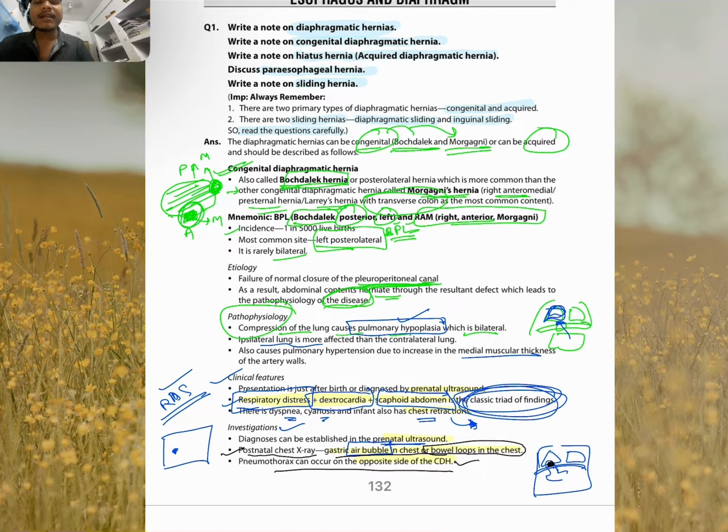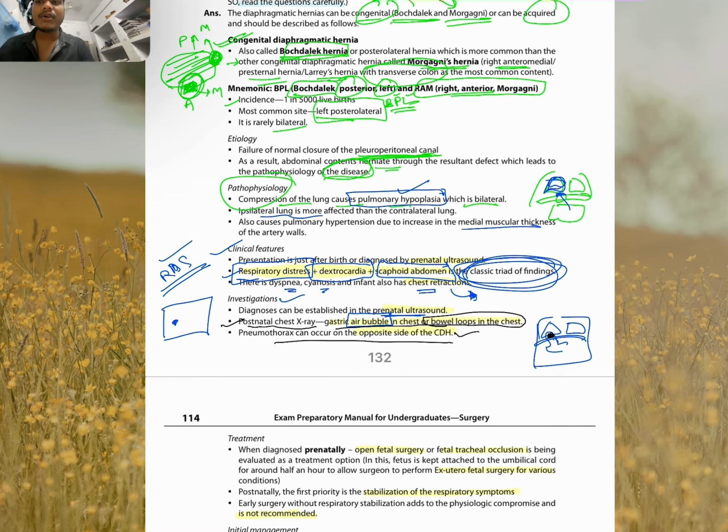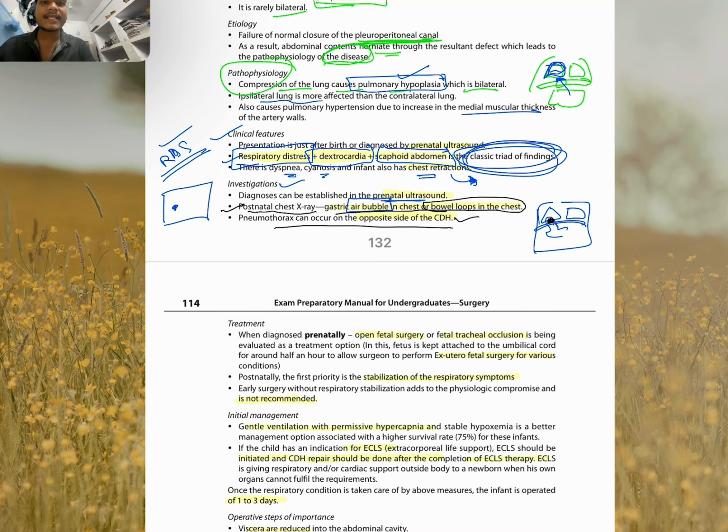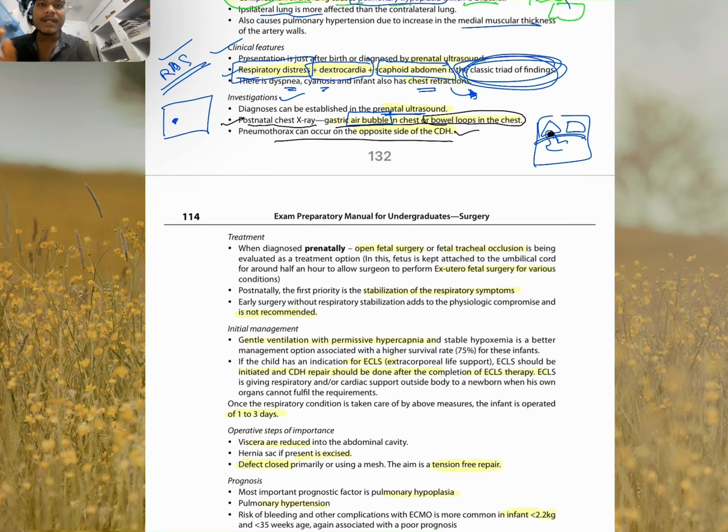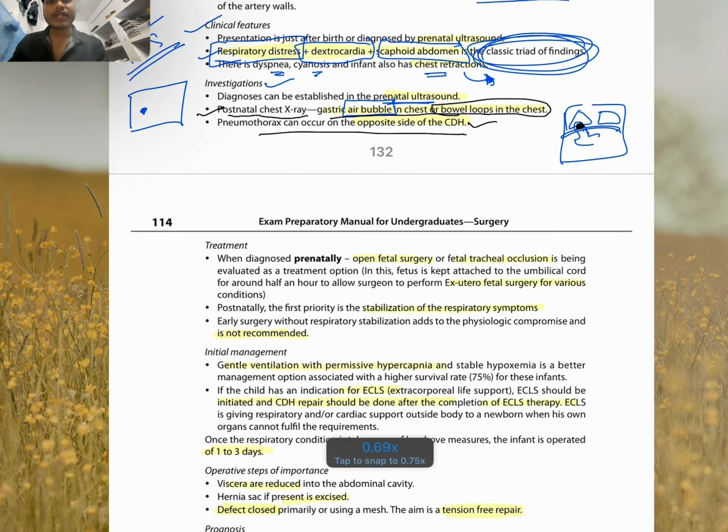In the clinical features, our mnemonic is RDS, that is respiratory distress, dextrocardia as well as scaphoid abdomen. Other features like cyanosis, chest retraction, and dyspnea are also present. And after that, for investigation, we will go with prenatal USG and chest X-ray, where gaseous bubbles are seen, and pneumothorax on the opposite side of the congenital hernia. Okay, it's all about the basics of how the hernia occurs, its etiology as well as the pathology.